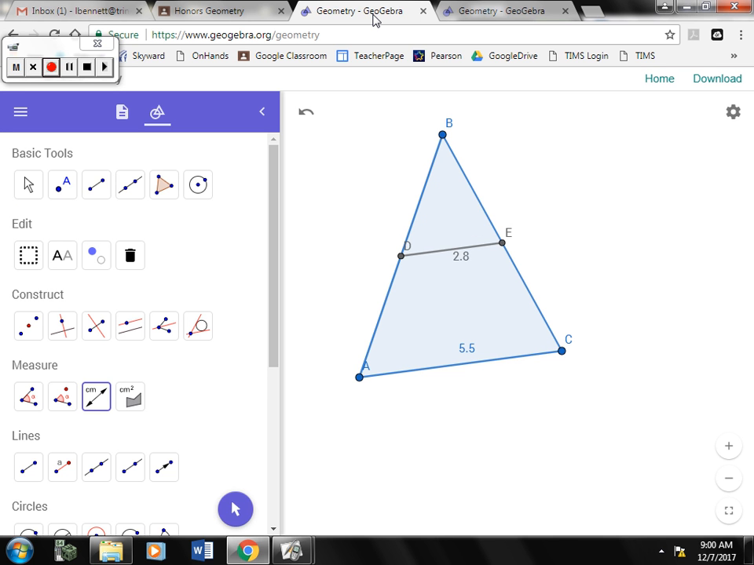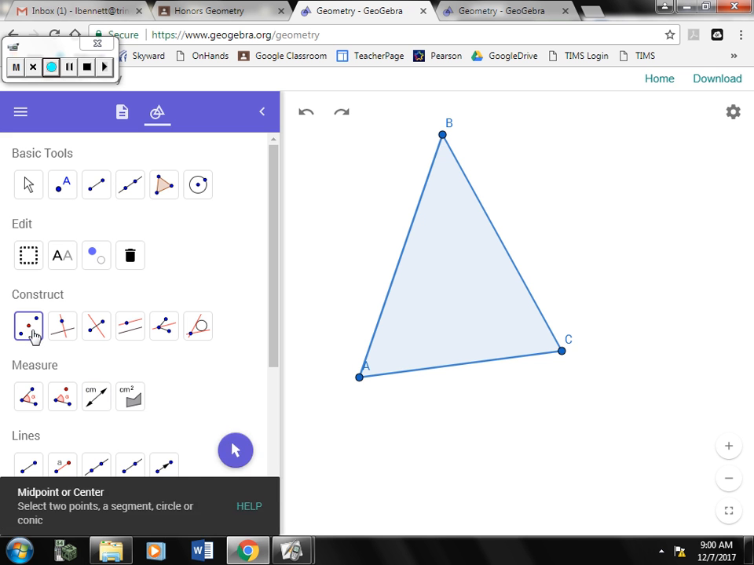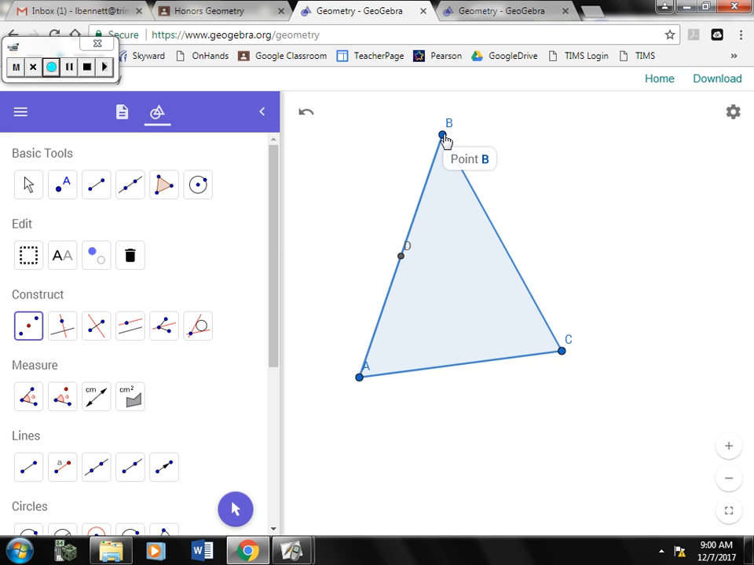Is anyone doing what mine's doing where it's not exactly the right numbers? I wonder what I did wrong. Let me find my midpoints again. So you want to write down that you could also say that it's half the length. It might be a rounding error because it's rounding to the nearest tenth.